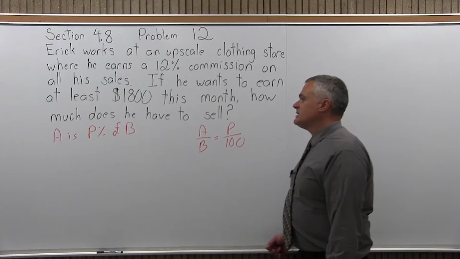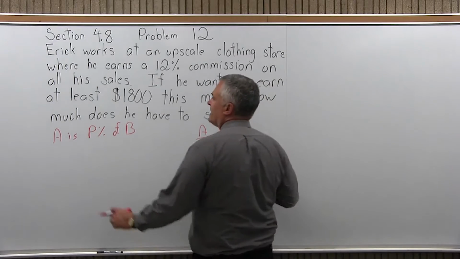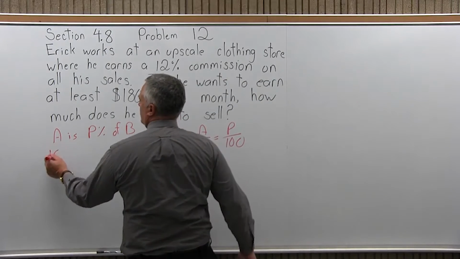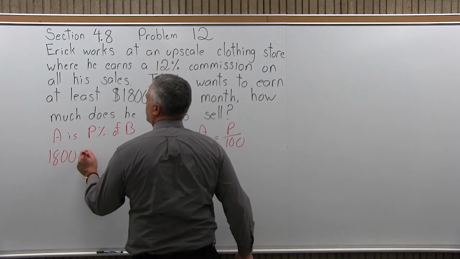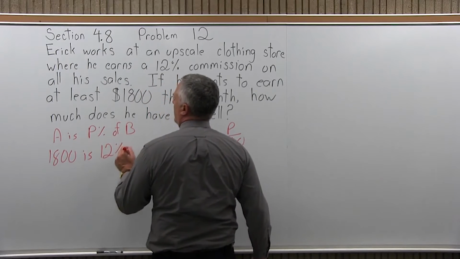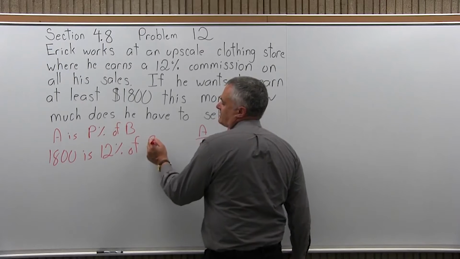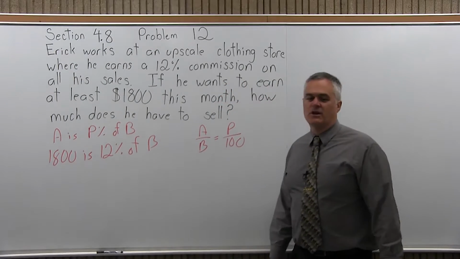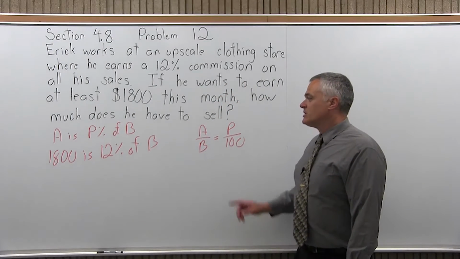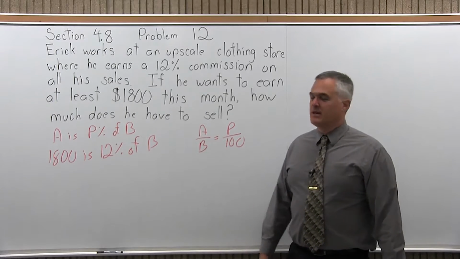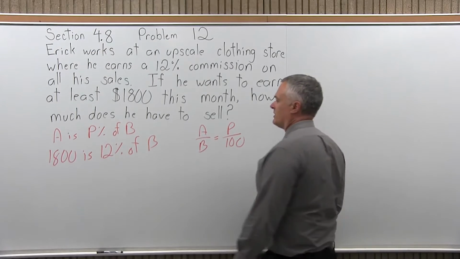So how can I write it as A is P% of B? Well, $1,800, that's the commission earned. That $1,800 is 12% of what total amount of sales? So that can just stay B. It will stay as a variable. 1,800 is 12% of B. That puts it in the format that I want to have, and now I can put it into this formula.